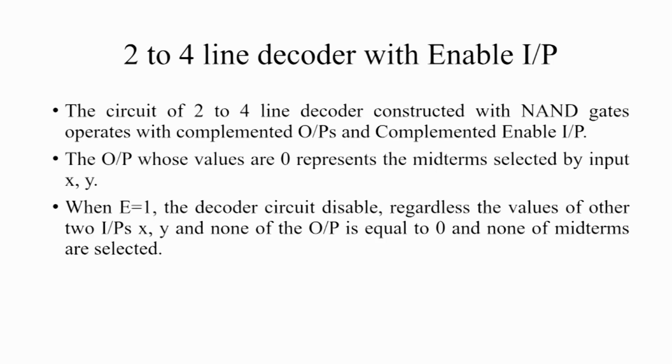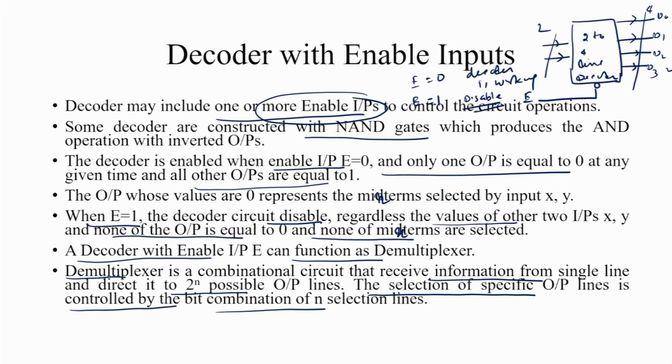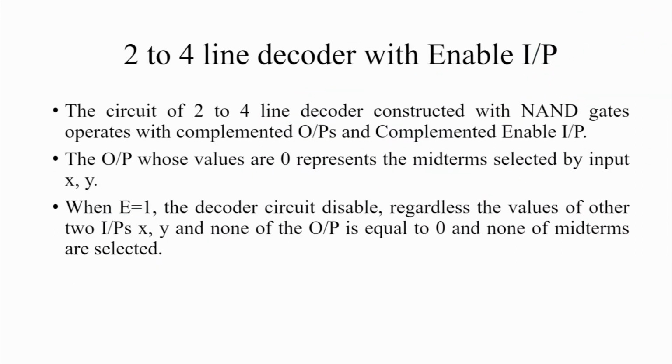Here we take an example of a 2 to 4 line decoder with enable input. This is the block diagram of the 2 to 4 line decoder. There are two input lines here, these are the inputs and these are the outputs, and there is one enable input. When the value of E is equal to 0, this means the decoder is active, functional. When E is equal to 1 it is disabled, non-functional.